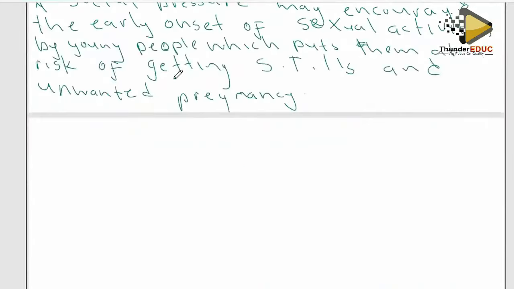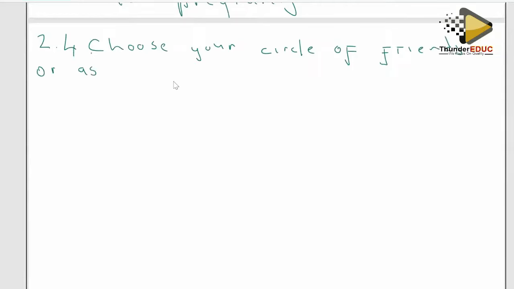So we are also going to write it on the whiteboard. That is 2.4. All right, the first thing is that when you're subjected to social pressure, you need to choose your circle of friends or associates wisely. Don't just interact with people who may negatively impact you.